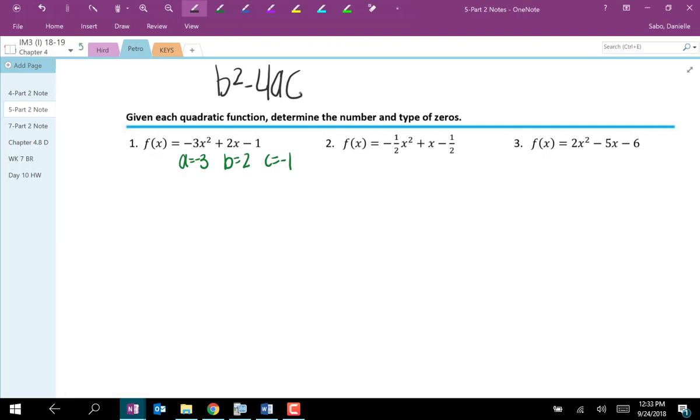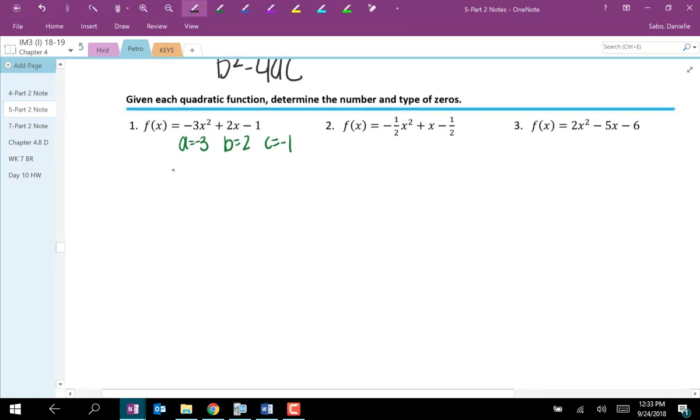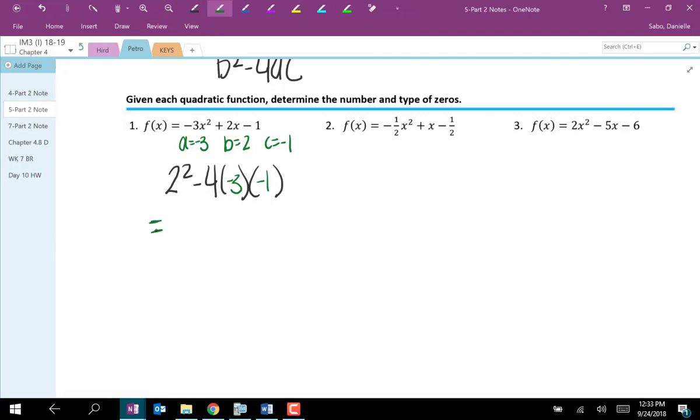Here we go. What was B? 2. Yeah, 2 squared minus 4 times A times C. Well, what's A? And what's C? Thank you. Okay, so go ahead and type that in your calculator, just like that. We practiced doing this when we did the quadratic formula. So go ahead and type it in and I can help you out.